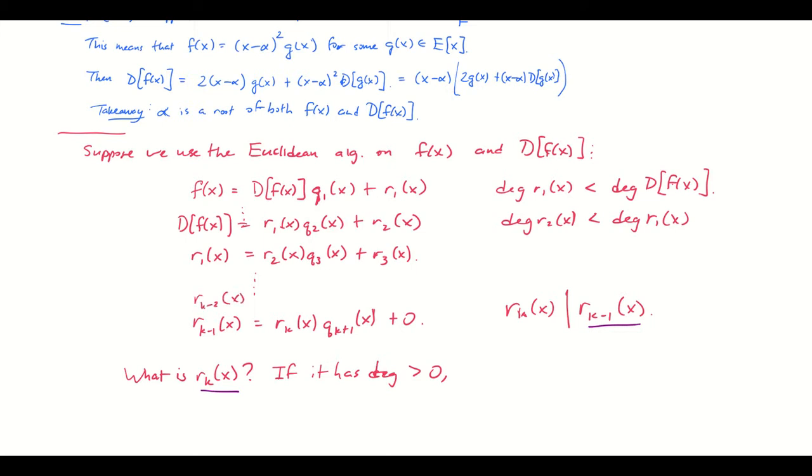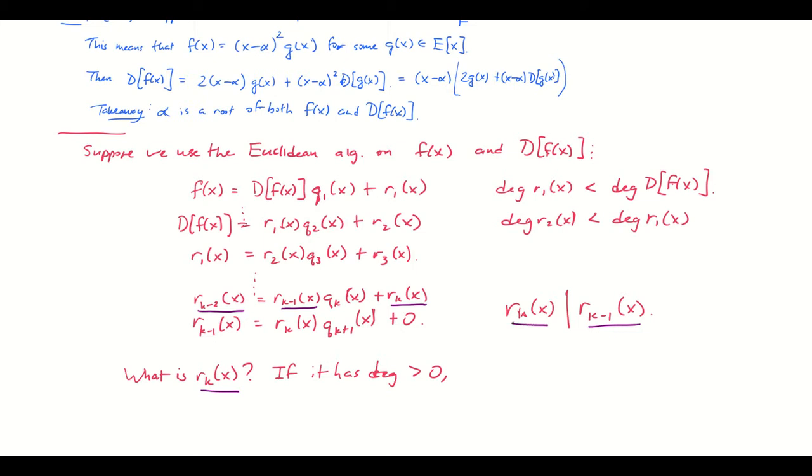Okay, so the previous step would have been rk minus 2 equals rk minus 1 times the kth quotient plus the final non-zero remainder, rk. So let's look at that step. We know this is certainly divisible by rk because it is rk. And we're saying that this is also divisible by rk. So then what does that mean? Then that means that this remainder also has to be divisible by rk because both terms on the right are. So then we could step back to the previous step in the process and show that rk minus 3 is divisible by rk of x.